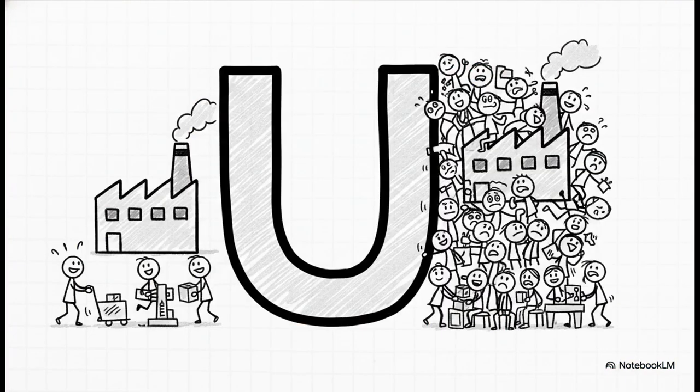The absolute most crucial point here is that classic U-shape. In the short run, this is caused by the law of variable proportions. But in the long run, this U-shape becomes even more vital to understand.